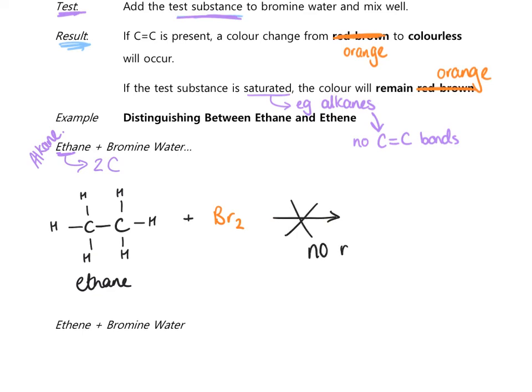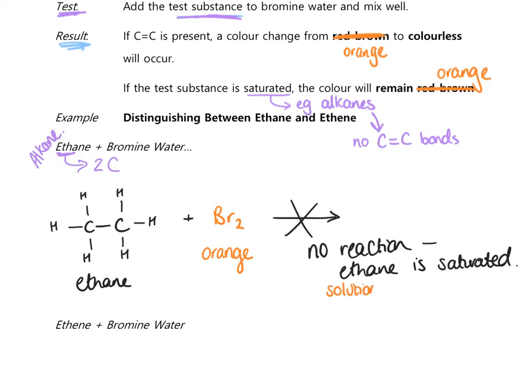So no reaction. And that's because ethane is saturated. So no reaction happens, and if we've mixed these two together, well, ethane is colourless, but bromine water is orange. So if no reaction takes place, then the solution remains orange. So the bromine water will remain orange.